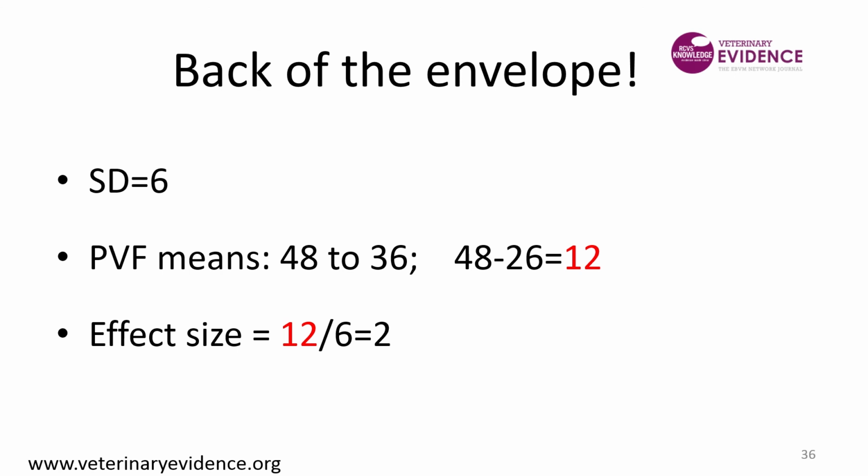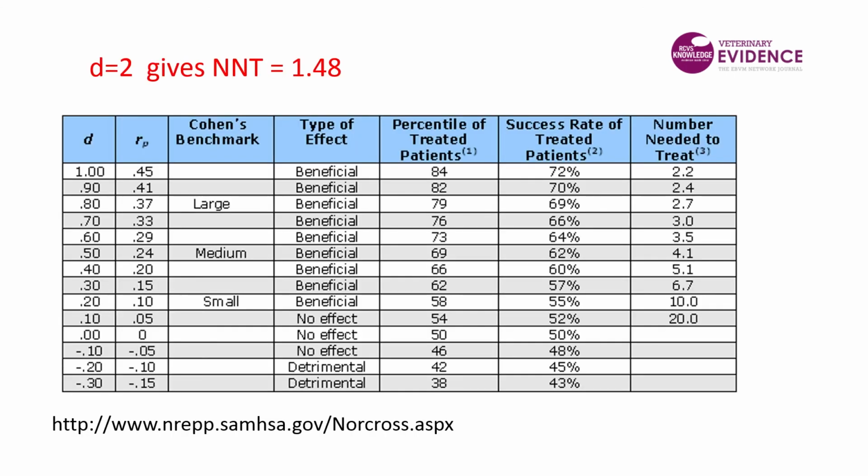So anyway, we read off the 48 and the 36 off that graph. I took the difference, like the formula said. The standard deviation is 6, I'll tell you about that in a second. I calculated it and got an effect size of 2. We go back here, and it's so good it's not even on the table. So I went to an online calculator. It's way up here in a large effect size, and it gives an NNT, number needed to treat, of almost 1.5, which means you don't even have to go to 2 patients to get an effect.